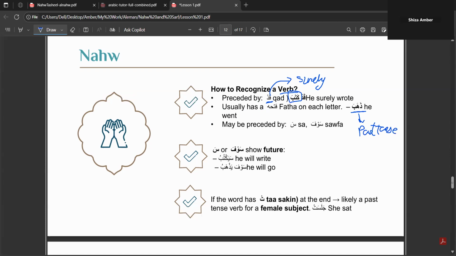And the other identification is that it might have a seen or sawfa. Seen or sawfa. Okay?